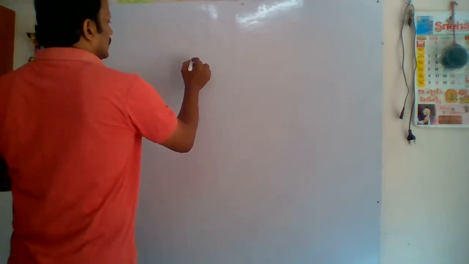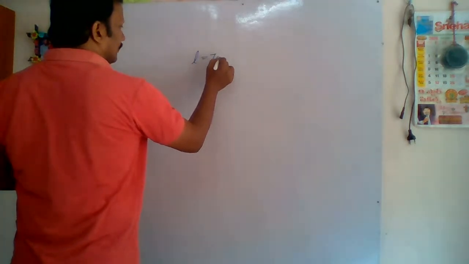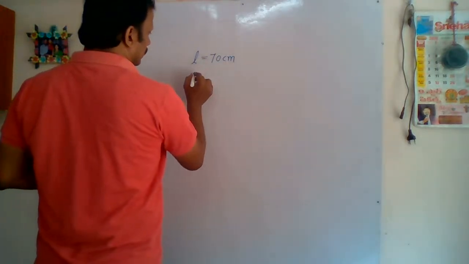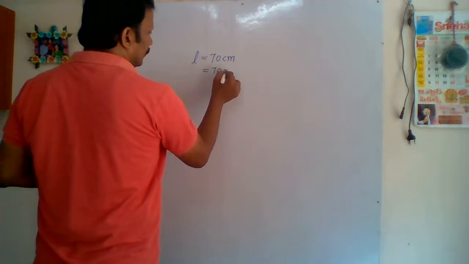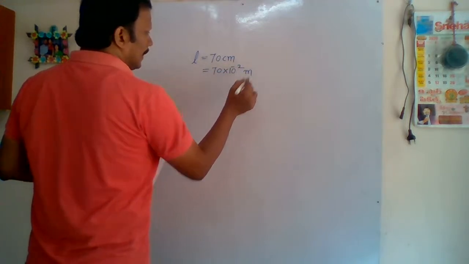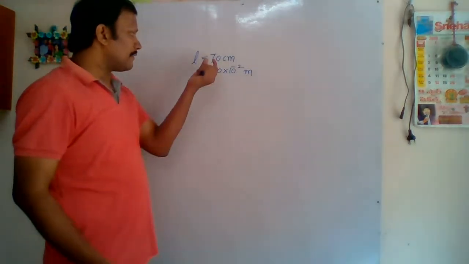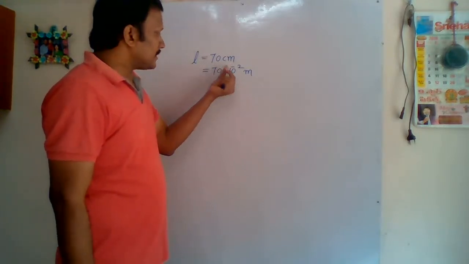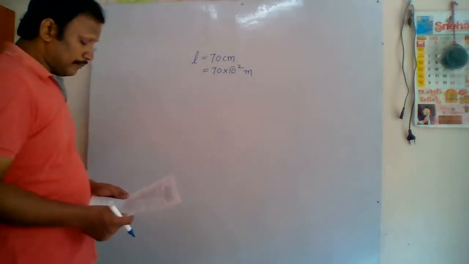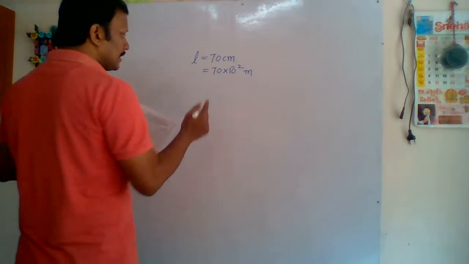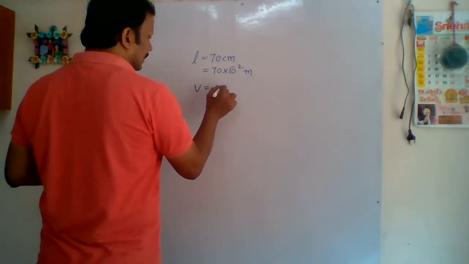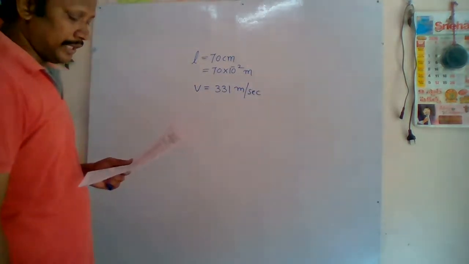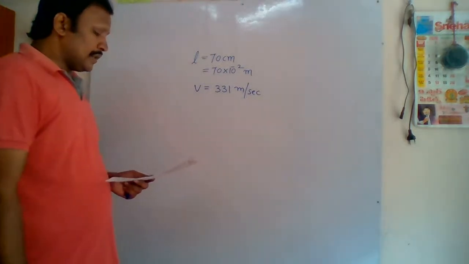Length of the closed pipe L is equal to 70 centimeters. So convert into meters: 1 centimeter is equal to 10 power minus 2 meters. Many people make a mistake and directly substitute 70, so convert centimeters into meters. Velocity of sound in air, v, is equal to 331 meters per second.